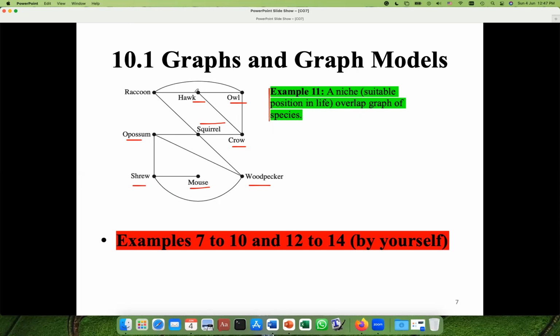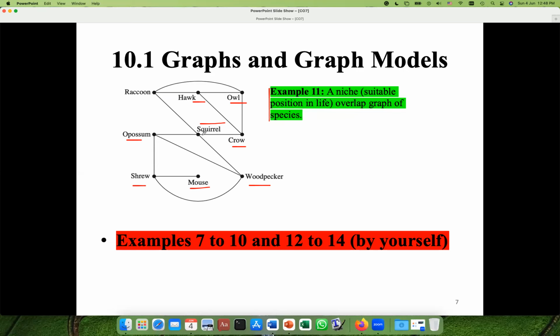So this is just a graph showing how the resources which are available in nature are common between any 2 of these species. For example, raccoon and hawk, if there is an edge between them, then it means that they are competing with each other for the resources which are available in our world or nature. In ecosystem, actually, the proper word is. Hawk and owl is also competing for the resources.